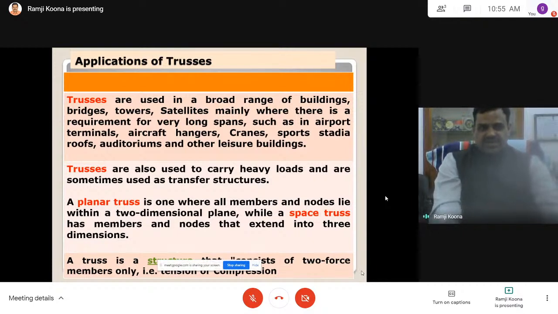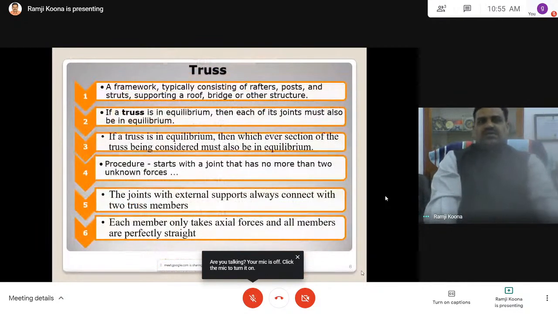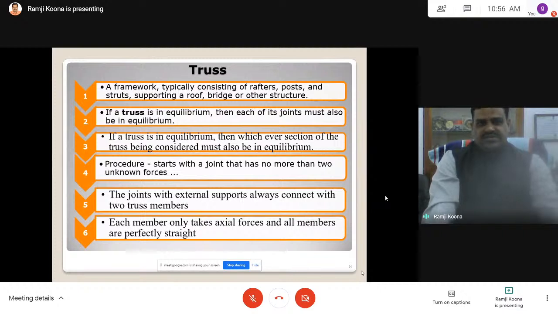Once again, I am repeating that you always have to keep in mind, and why I repeat some points a number of times is because you have to keep in mind that when you apply external forces, there are internal forces in the member. In the case of a truss, there is always either tension or compression. That's all, as far as the truss is concerned. It typically consists of rafters, posts, structures, rooftop bridges, etc., in most applications. If the truss is in equilibrium, each joint must also be in equilibrium.